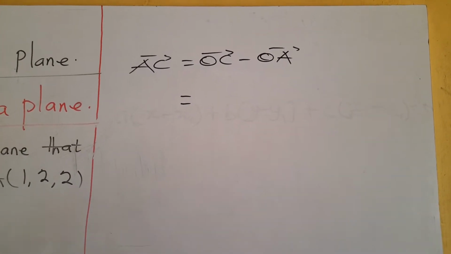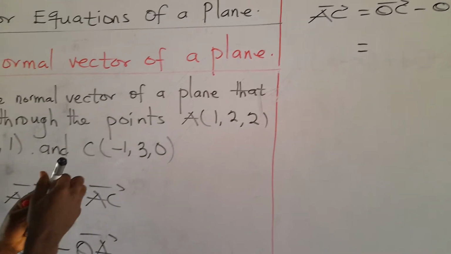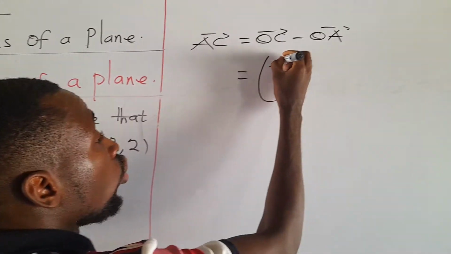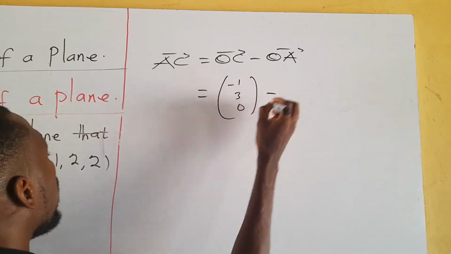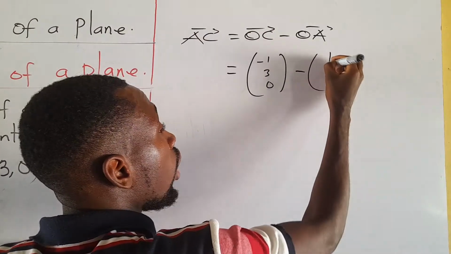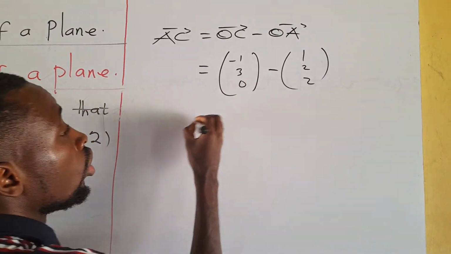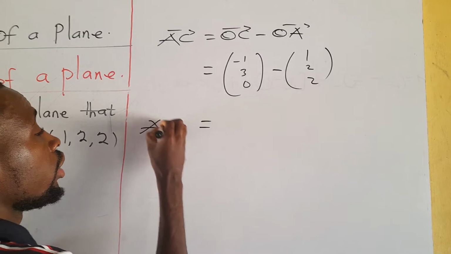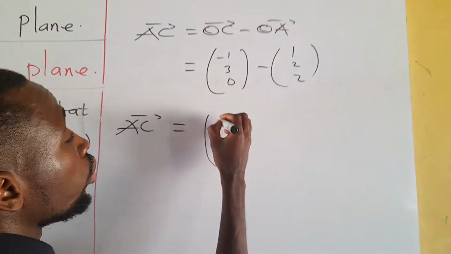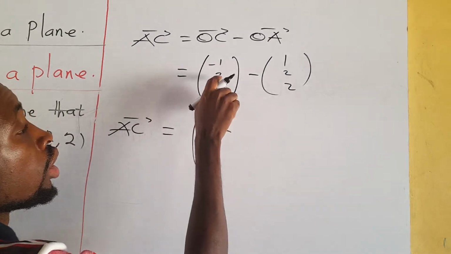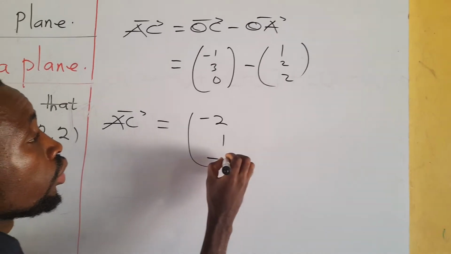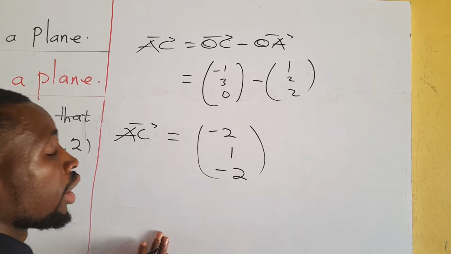So our directional vector AC will be equal to OC minus OA. What's our OC? This is our OC, negative 1, 3, 0. So we say negative 1, 3, 0 minus the A, which is 1, 2, 2. We subtract that, we get our AC to be equal to negative 1 minus 1 will be negative 2, 3 minus 2 is 1, and 0 minus 2 will be negative 2. So this becomes our AC.